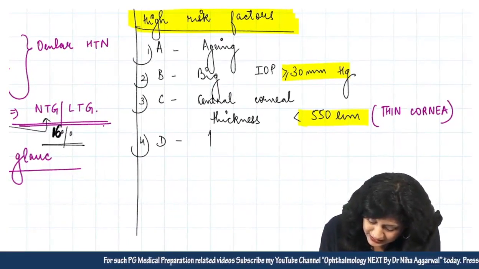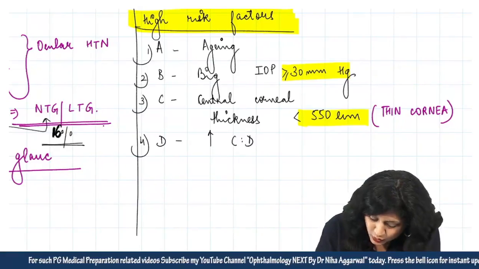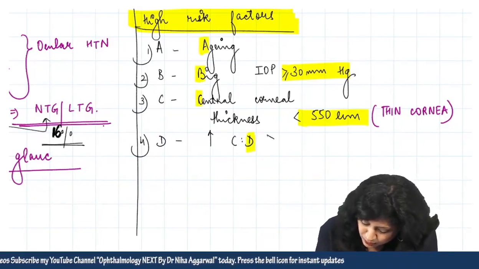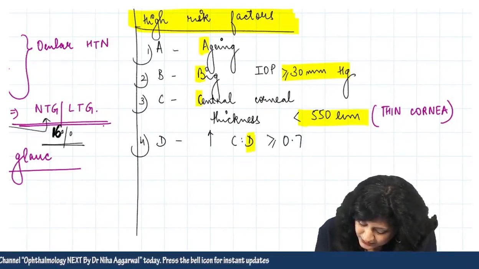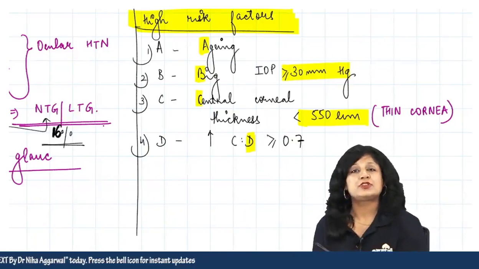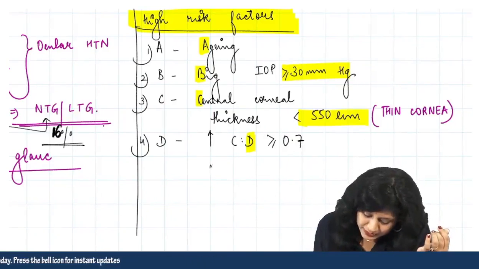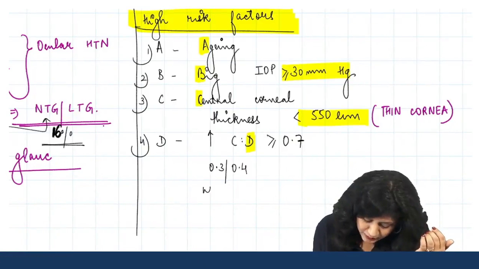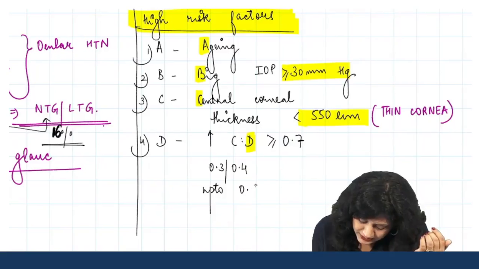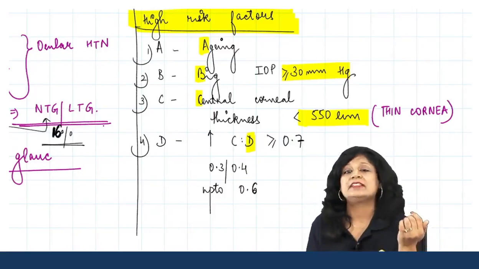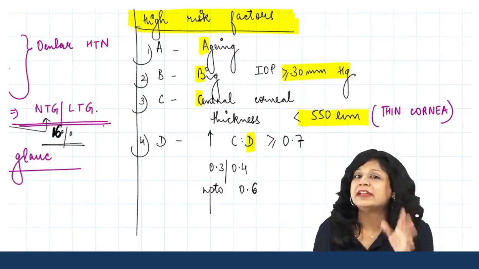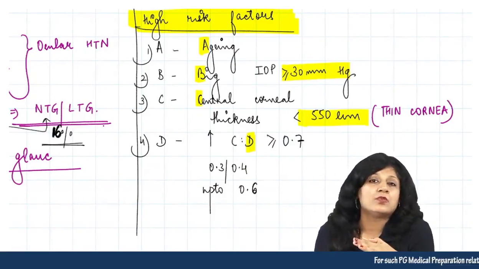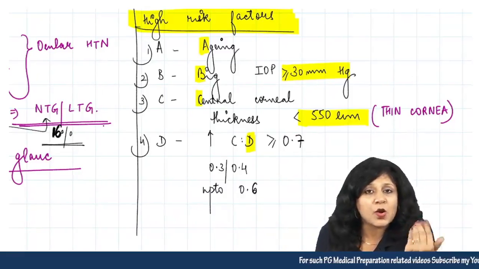So increased CD ratio, which is more than 0.7. Do you know what a normal CD ratio is? Normal is 0.3 to 0.4 and it can go even up to 0.6. So if it is more than 0.7, then it is definitely high, and it's a high risk factor that this person can convert and is predisposed towards open angle glaucoma.